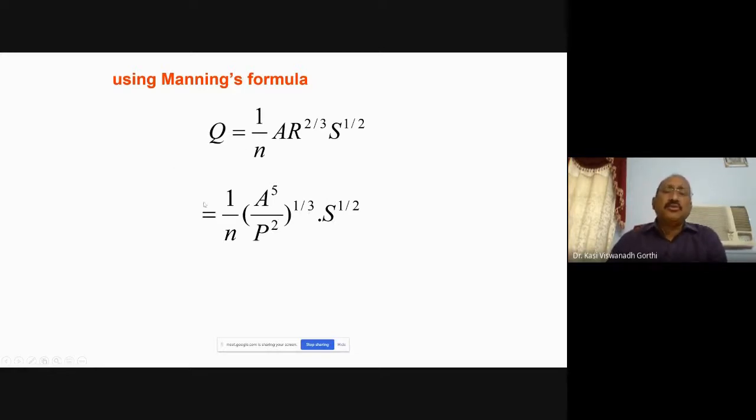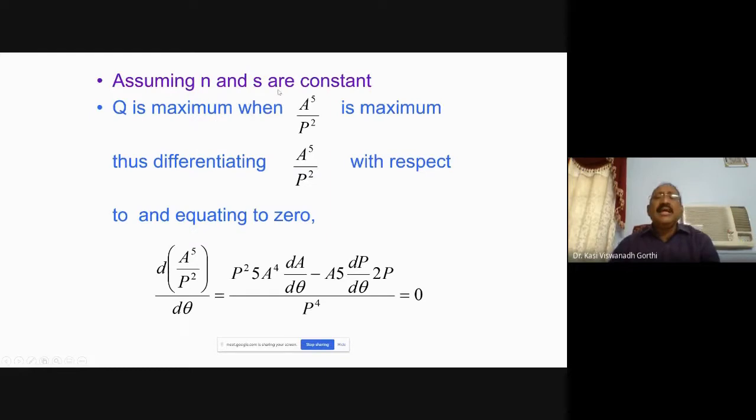Now, for discharge Q to be maximum for the given values of n and S, A to the power 5 by P square must be maximum. So differentiate A to the power 5 by P square with respect to theta and equate it to 0, the same thing we did in the earlier case. Using the quotient rule for u by v, (v u dash minus u v dash) divided by v square, we get P square into the differential of A to the power 5 minus A to the power 5 into the differential of P square, divided by P square whole square, so it will be P to the power 4.